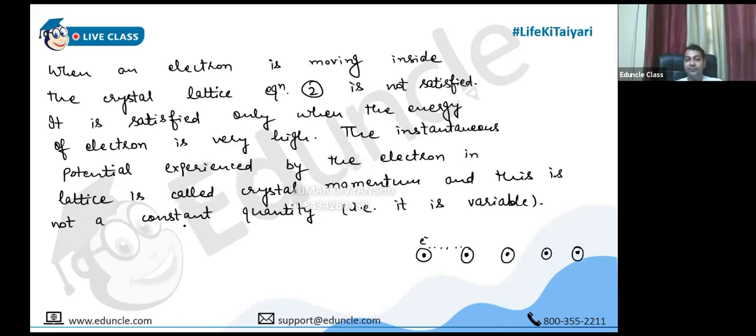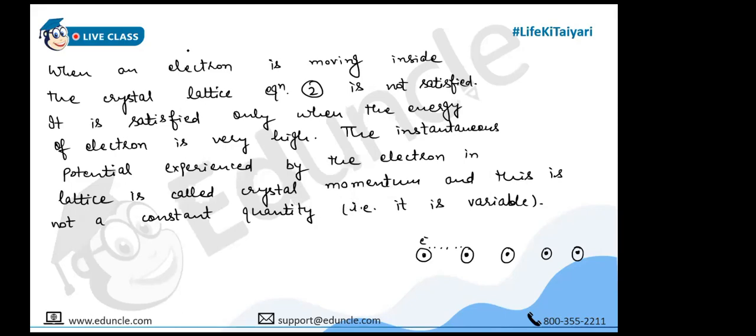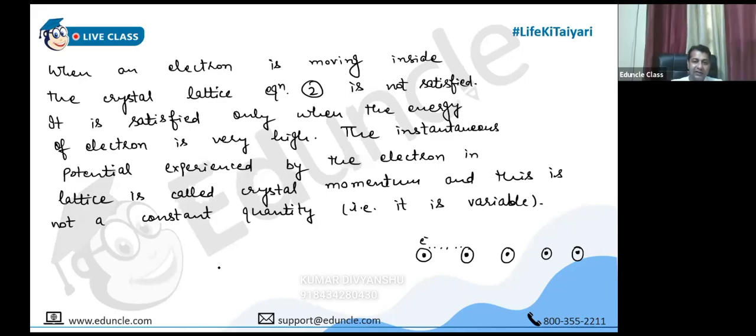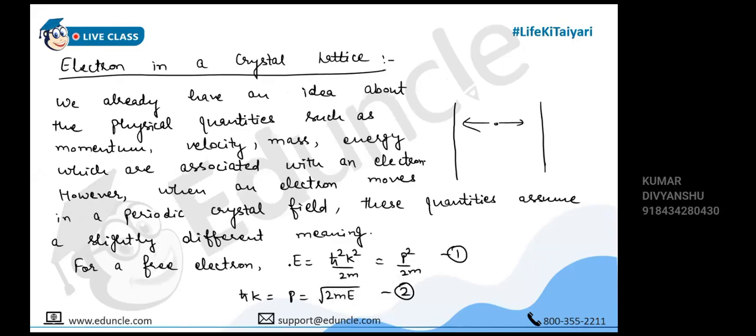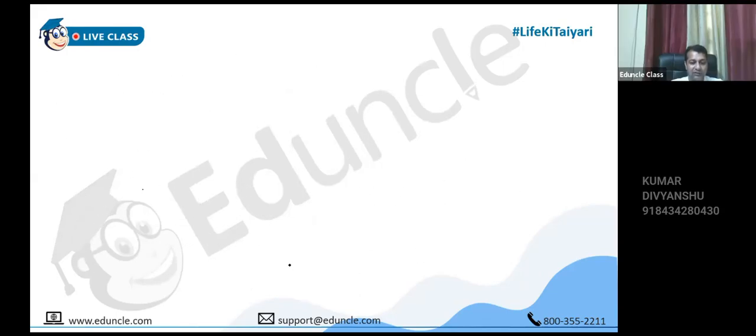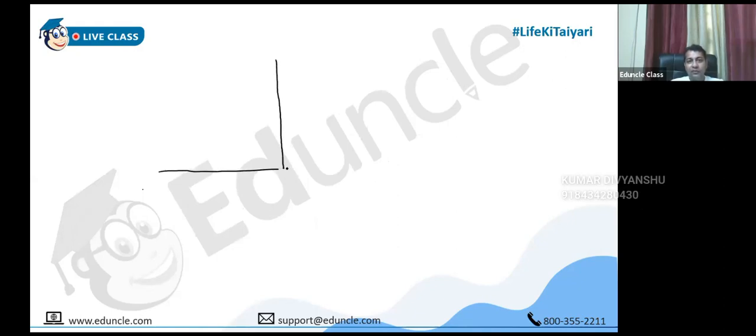Okay? Yes, sir. Now, can we plot this E-K relation that I have listed in equation 1? This suggests that there is a parabolic relationship between E and K square, isn't it? Yes, sir. But that is parabolic within certain limits. Now I'm going to plot this. This is parabolic for the free electron. So now I'm plotting this relation for the actual electron inside the lattice.